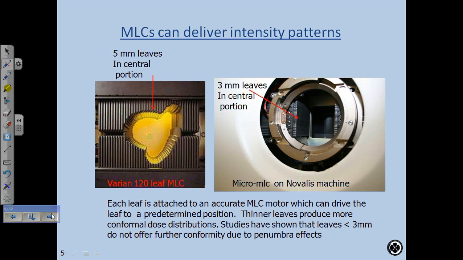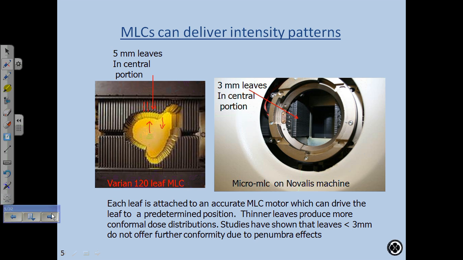Those are MLC motors. So each leaf, okay, so these are leaves. This is a leaf, and they're adjacent to each other. Each leaf moves in this direction and that direction. Varian has two banks of leaves. Well, they all have two banks of leaves.